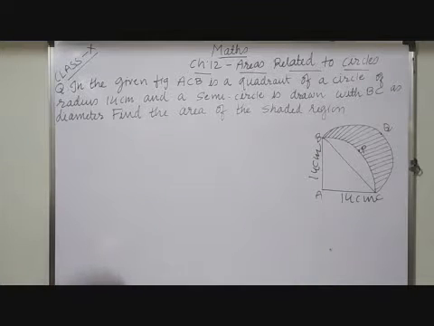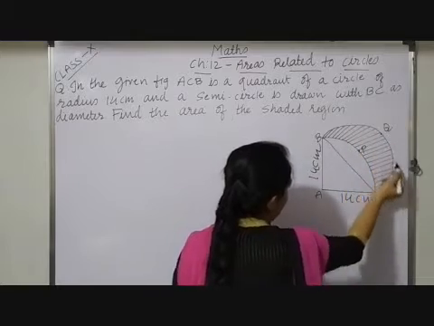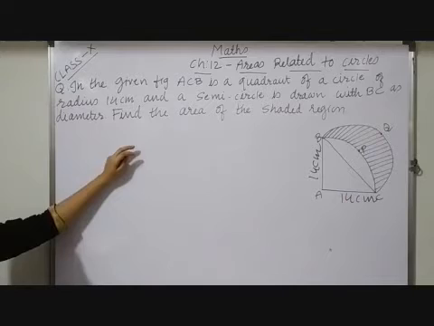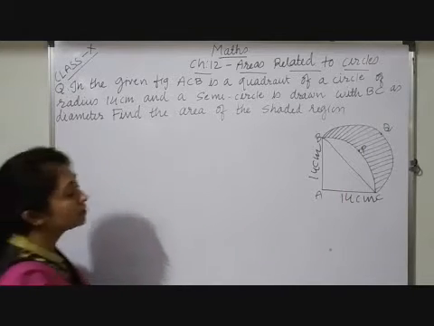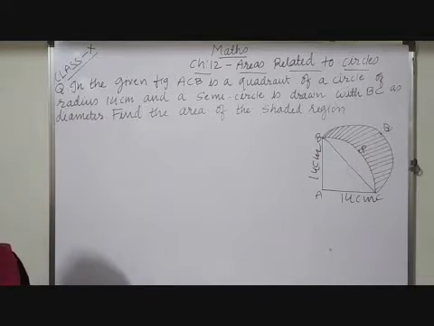And a semicircle is drawn with BC as diameter. With BC as diameter here, semicircle BCQ is drawn. So find the area of this shaded region. So now here I have to find out this shaded region. How will I get this shaded region?